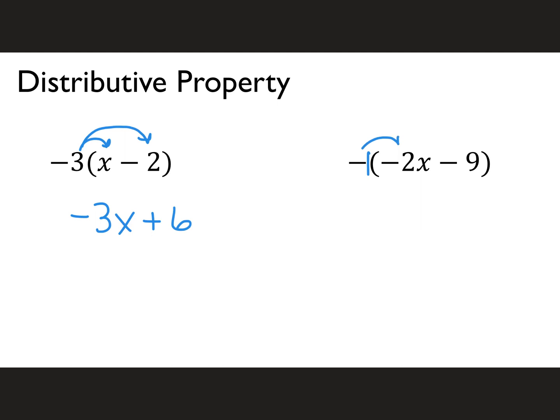And now I'm going to multiply this. So anytime you see a negative sign in front of a parentheses, you must multiply that negative 1 times each thing in the parentheses. And basically what it does is it just changes their sign. Negative 1 times negative 2 is positive 2. Negative 1 times negative 9 is positive 9. That wasn't too hard.